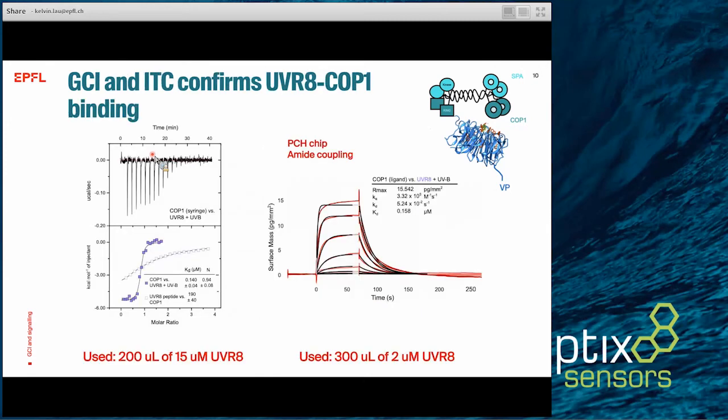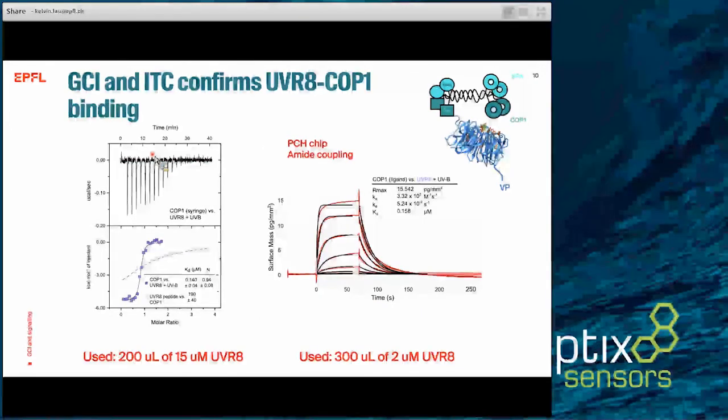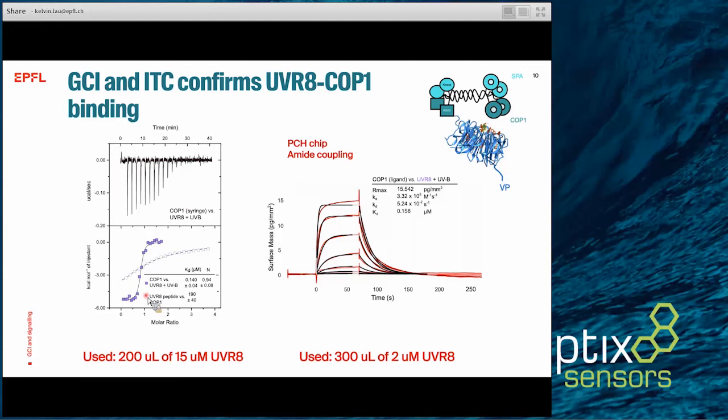At the end of the day, for at least a few initial experiments, I could do these ITC experiments. However, this required vast amounts of material just to get one simple binding curve, which we can see here compared to the peptide binding data. We can see here that the UVR8 peptide to this COP1 domain binds once again at 190 micromolar. This is the same data as I showed in the previous slide.